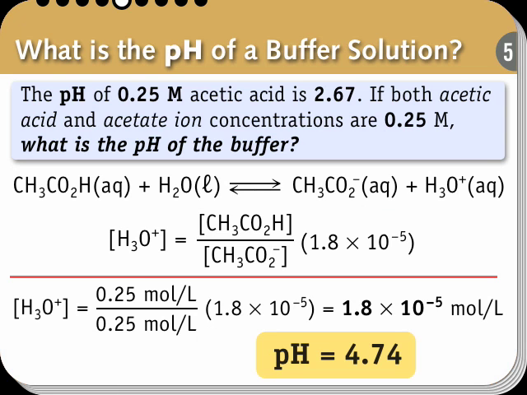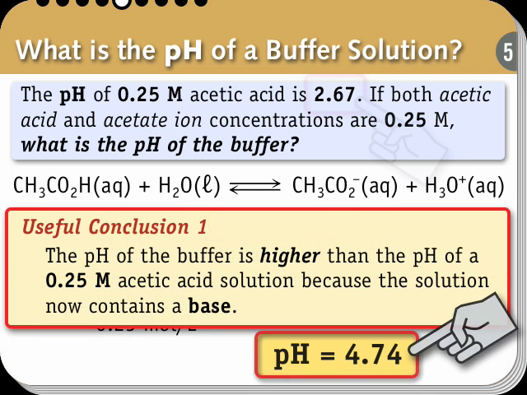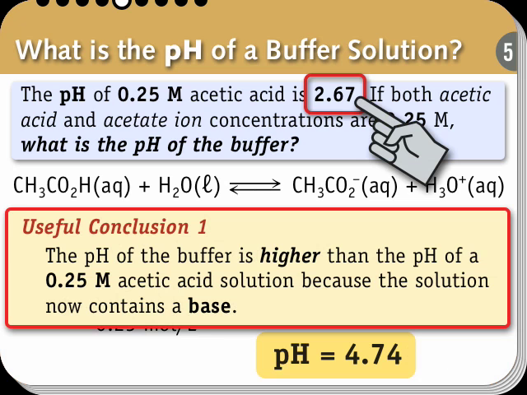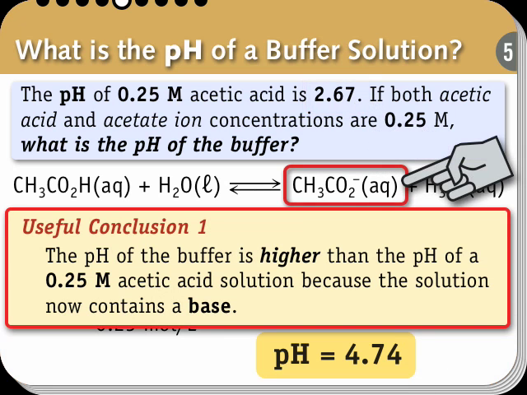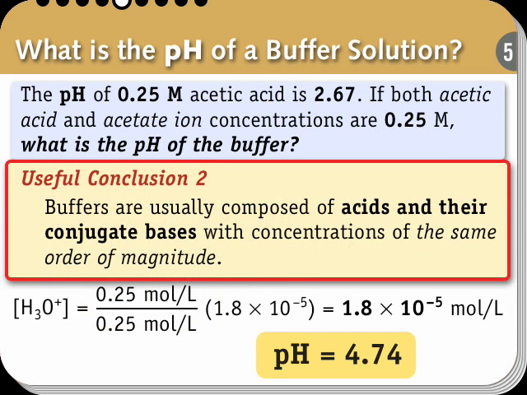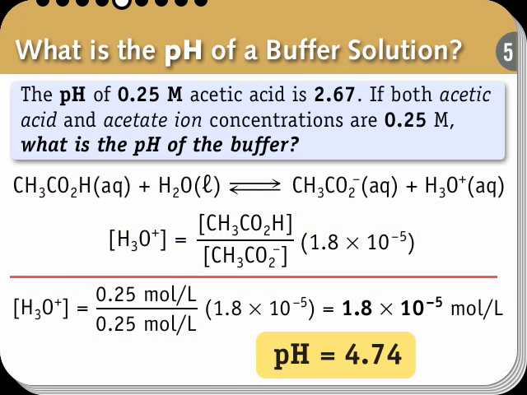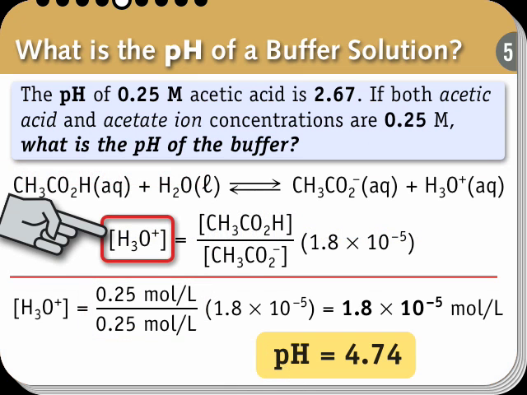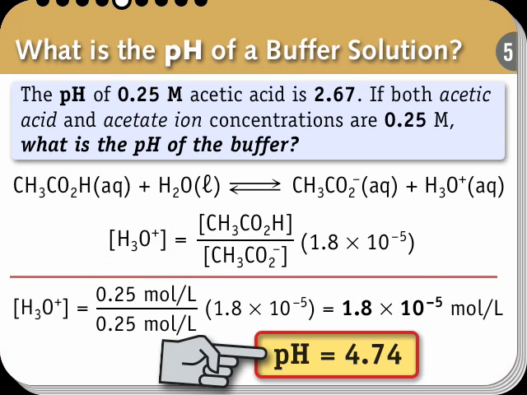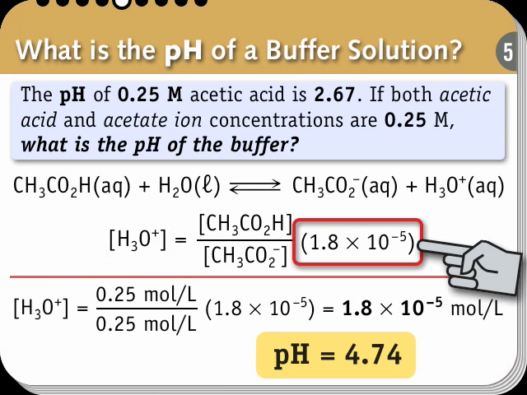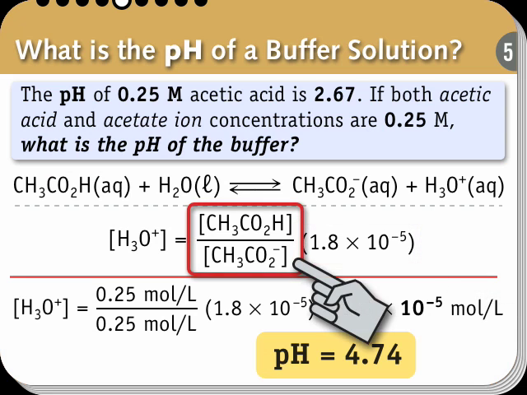There are two useful conclusions we can draw from this problem. First, the pH of the buffer is higher than the pH of a 0.25 molar acetic acid solution because the solution now contains a base. Second, buffers are usually composed of acids and their conjugate bases with concentrations of the same order of magnitude. Under these conditions, the hydronium ion concentration, and thus the pH, is controlled chiefly by the value of Ka, with a slight modification by the ratio of acid to conjugate base concentrations.